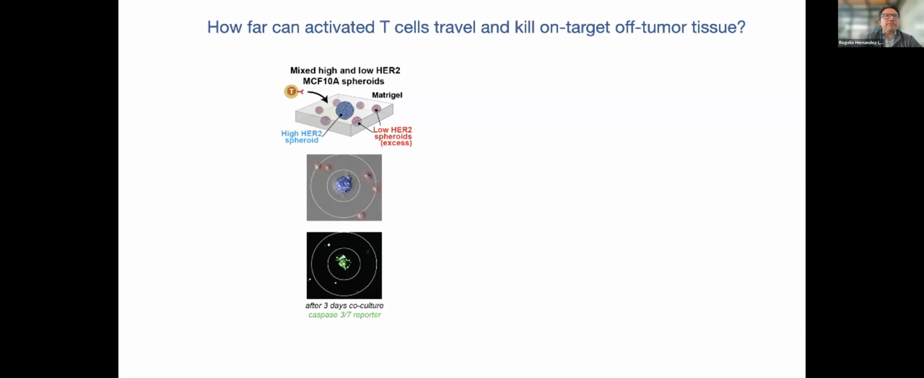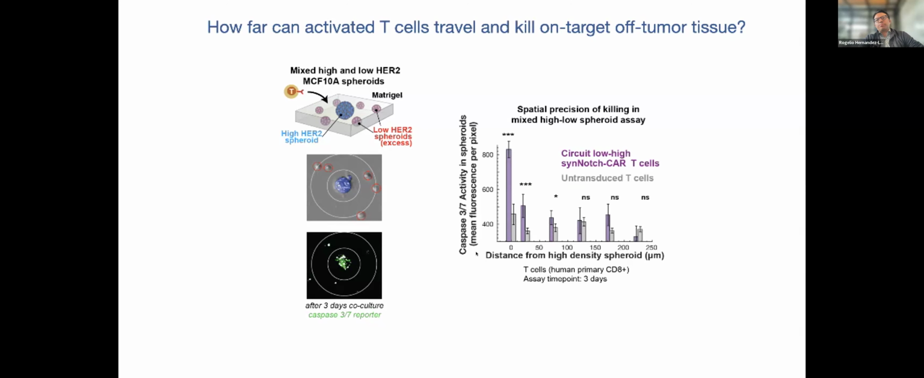What you will see here is how the caspase reporter, which is again the marker for T cell killing, is primarily found where the high HER2 spheroids are. So there is very little bystander target killing. Again, you could use the same approach of quantifying on a per spheroid basis and see how the majority of the signal is concentrated at the center, because that's where the high density spheroids are. And then as you move away from these high HER2 spheroids, the signal starts decaying.